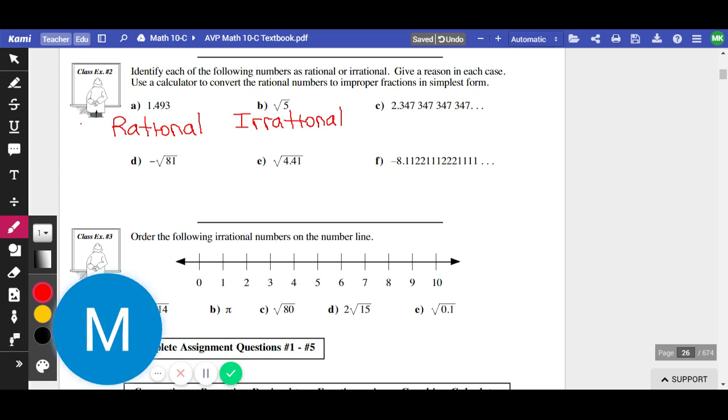All right, you look at C. You have 2.34734734737. That is definitely a pattern. Right? They can put a little line over the 347. That means it's repeating. Repeating means rational.